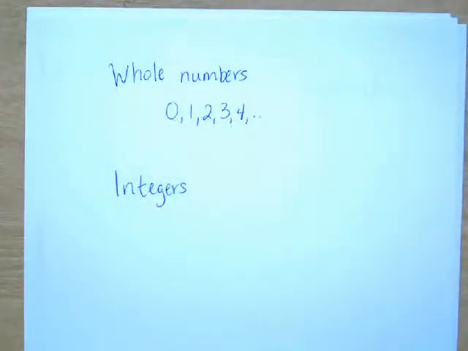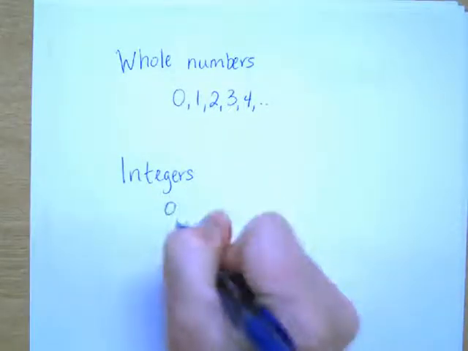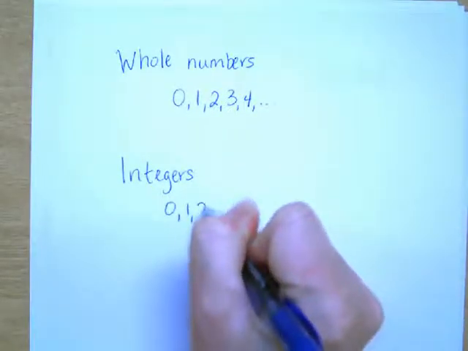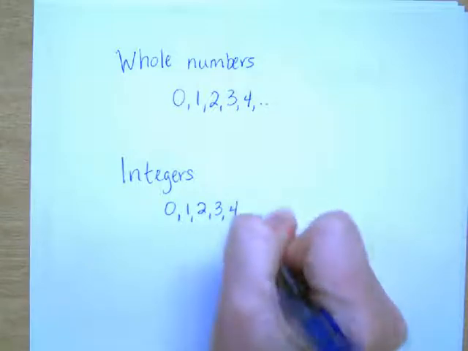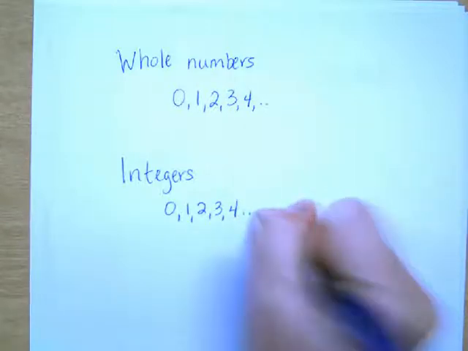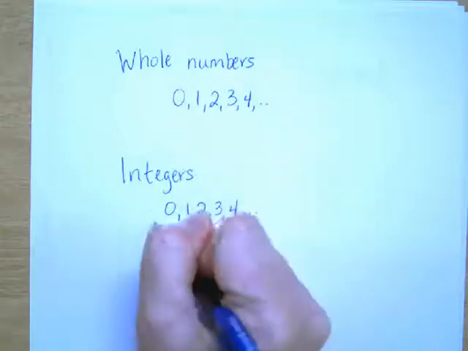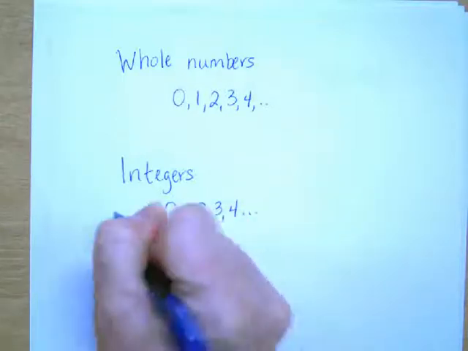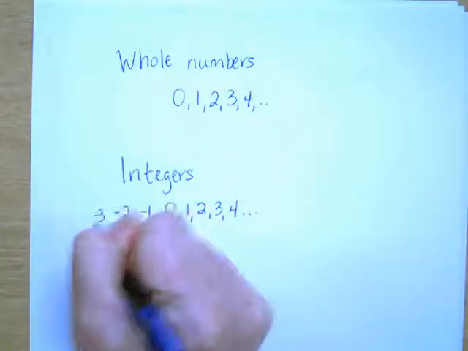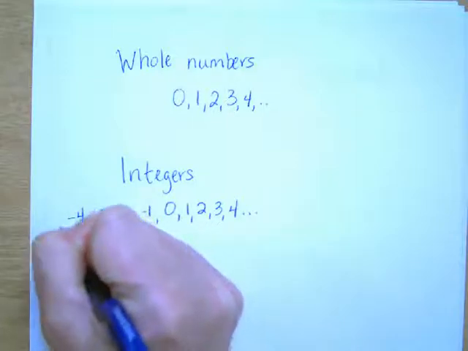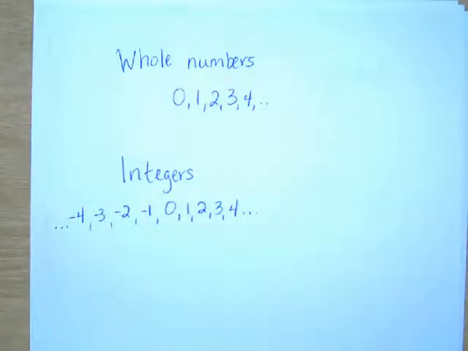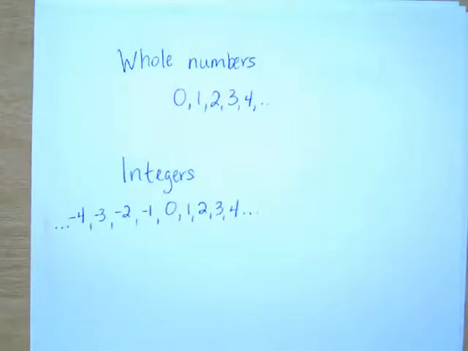Integers are the whole numbers, and they're opposites. So we have 0, 1, 2, 3, 4, but we have the opposites of those as well, which would be -1, -2, -3, -4, and so on before that. Notice that integers and whole numbers are whole values. We don't have any fractions or decimals. They all represent whole values.